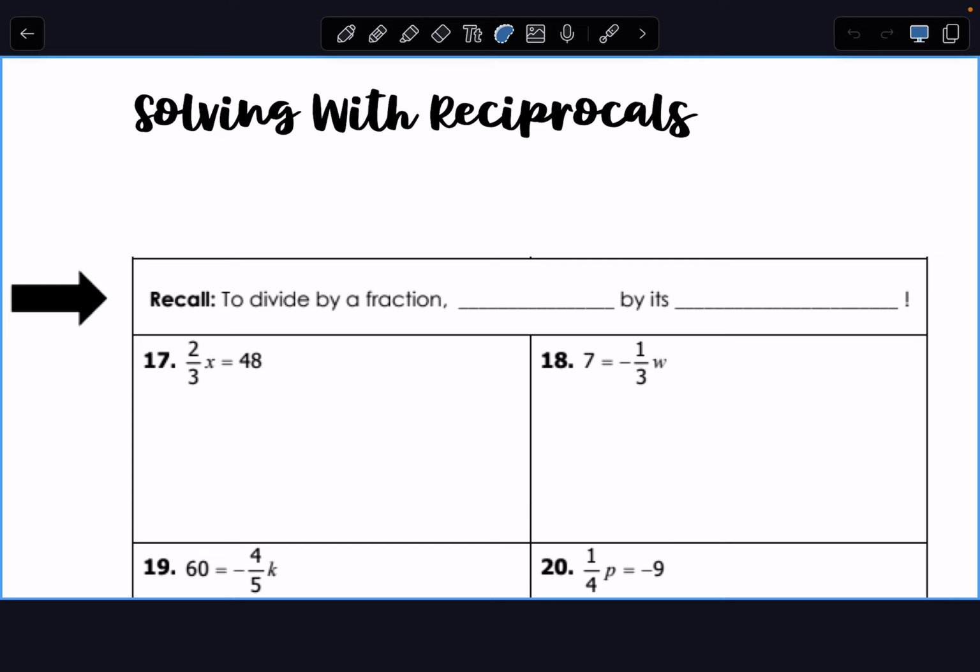Okay. A couple weeks ago, we talked about fractions pretty extensively. When we divide by a fraction, it's the same thing as what? Multiplying by what? Yes, multiplying by its reciprocal. Okay, so if we need to divide by a fraction, dividing by a fraction isn't very pretty. So instead of dividing by the fraction, we're going to multiply by its reciprocal.